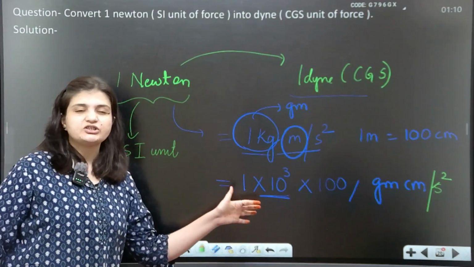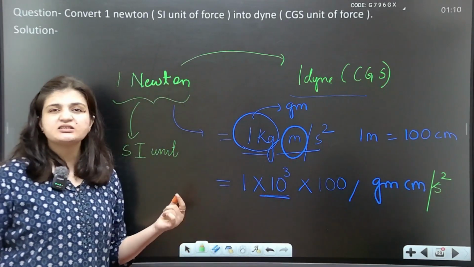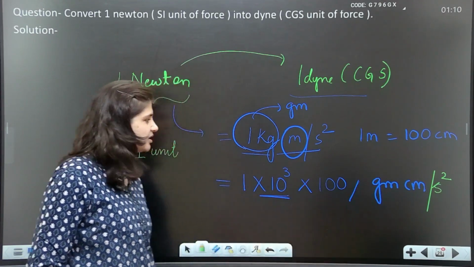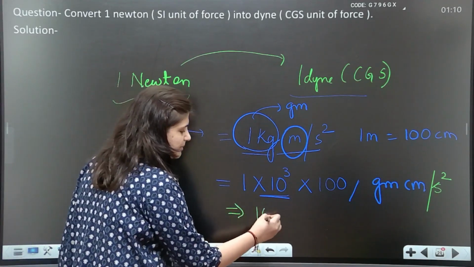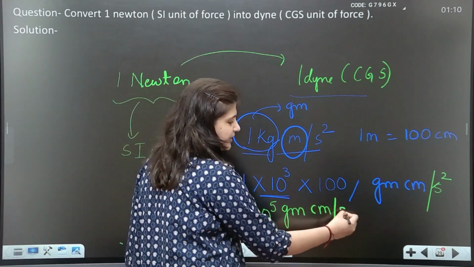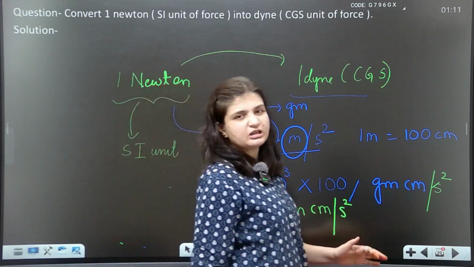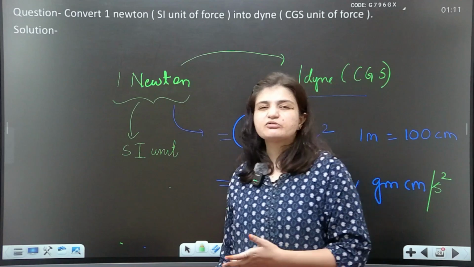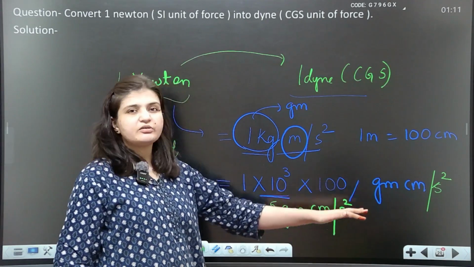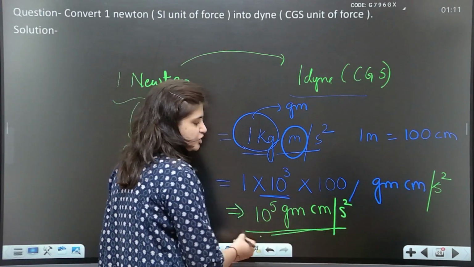So we have 1 kg, and if we change it into the CGS unit, 1 kg can be written as 10 to the power 3 gram. Then 1 meter can be written as 100 centimeter. So we can write it as 10 to the power 5 gram centimeter per second square. This comes out to be the unit of force in Dyne, where 1 kg is 1000 gram and 1 meter is 100 centimeter.